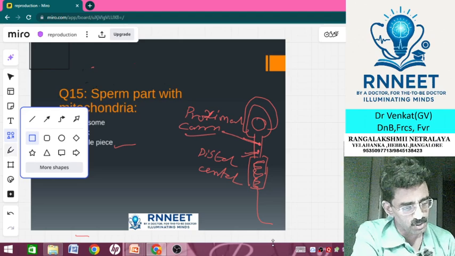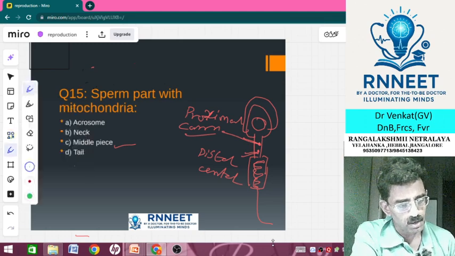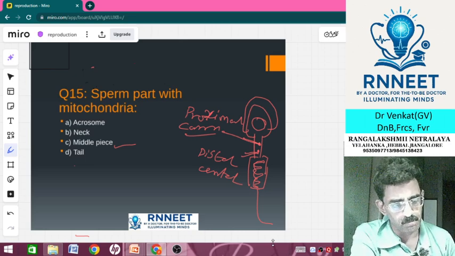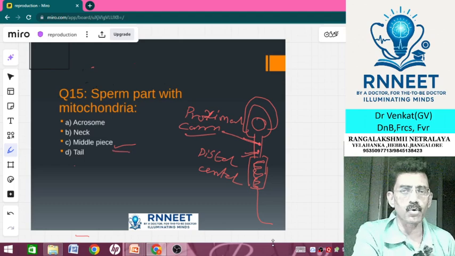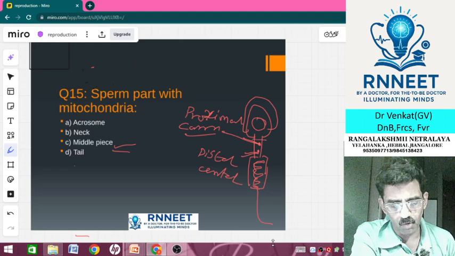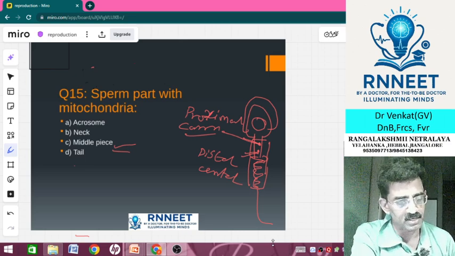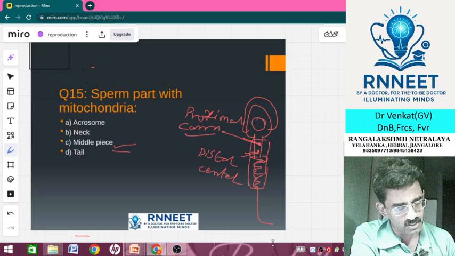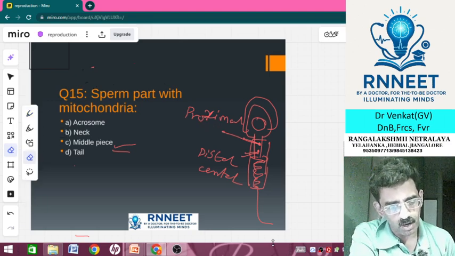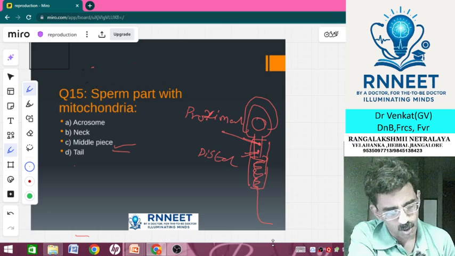Now the previous question was about the sperm, where the mitochondria, we said for question number 15, was in the middle piece. Another important question I left you with: the sperm, in its neck, has two centrioles, a proximal centriole and a distal centriole. What is the role of each of these centrioles?